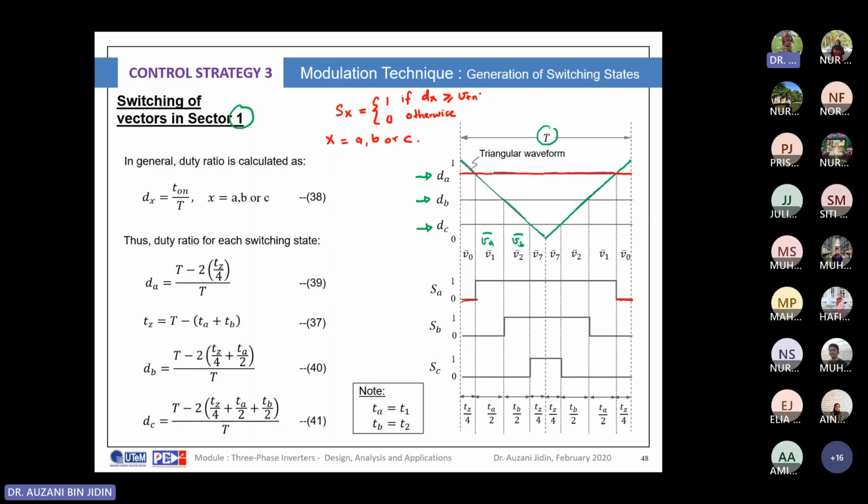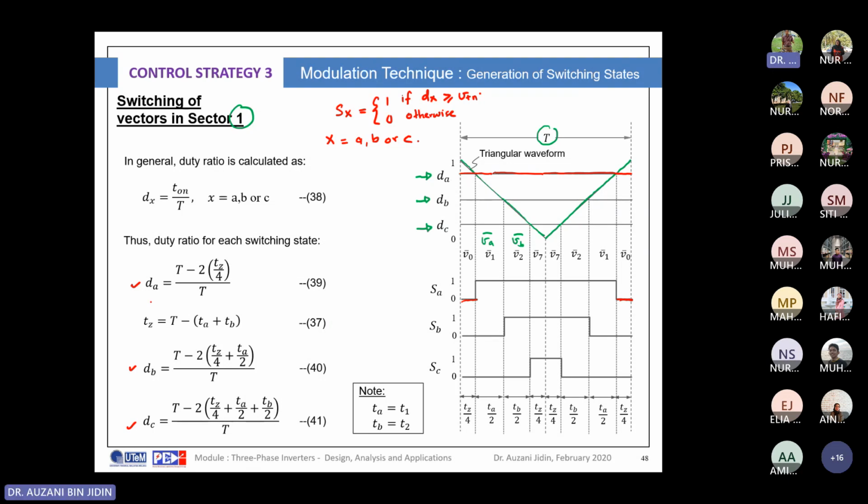Yeah, so this is for sector number 1. Okay, so to calculate dA, you must get the equation for dA, dB, and dC. So try to understand how to get the equation.